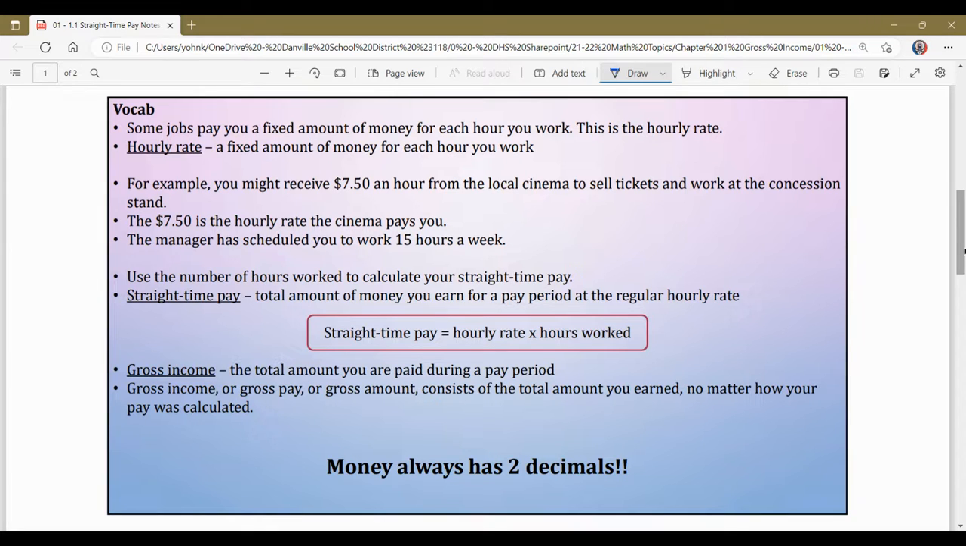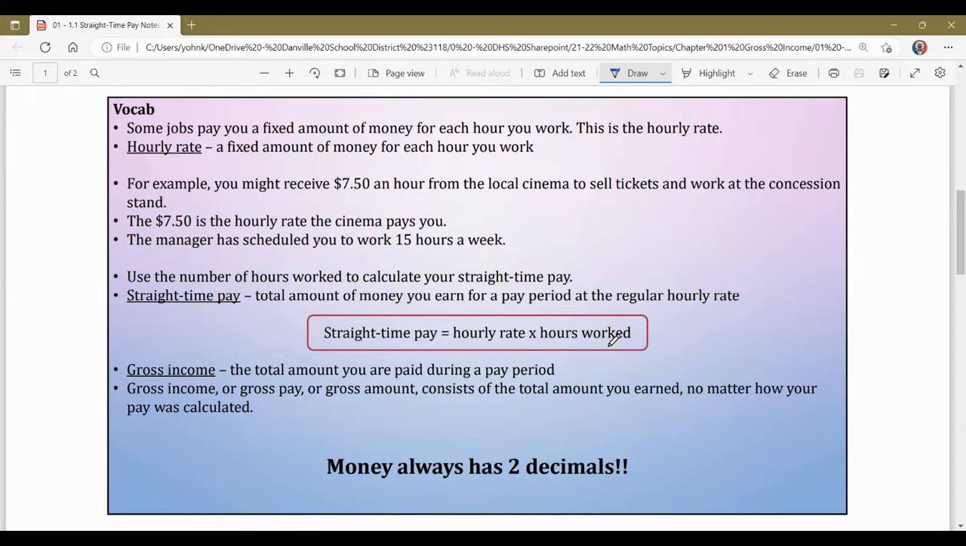And that straight time pay is just the total amount of money that you earn for a pay period at a regular hourly rate. So you just take the hourly rate and you multiply by the number of hours that you worked. The amount that you get after multiplying is called your gross income. That's how much you're going to be paid during a pay period.